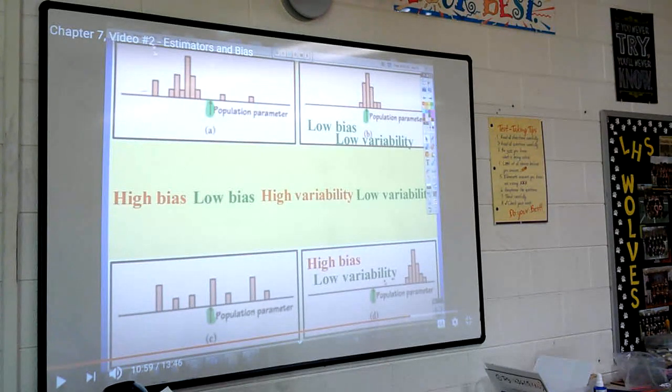Okay. B is what we would really like to have. It's low bias because it's right at the center, and low variability. It's not very spread out at all. C is okay, but it's not what we're looking for because it is still high variability, but it does have low bias. So we want it to be right at the population parameter. We want it to measure the population and not be very spread out. So B is the best of the 4 histograms as far as getting the entire population.